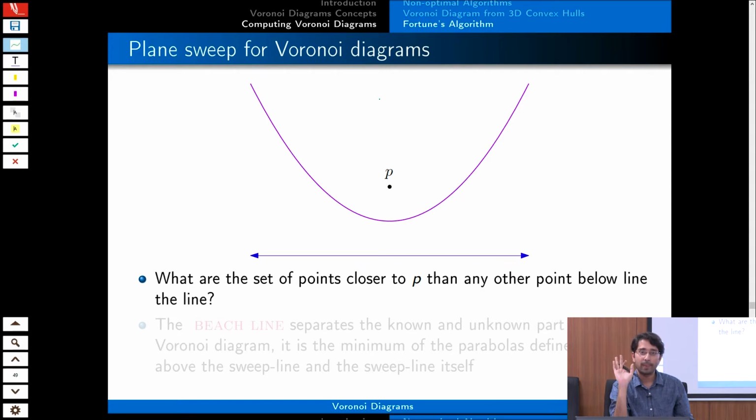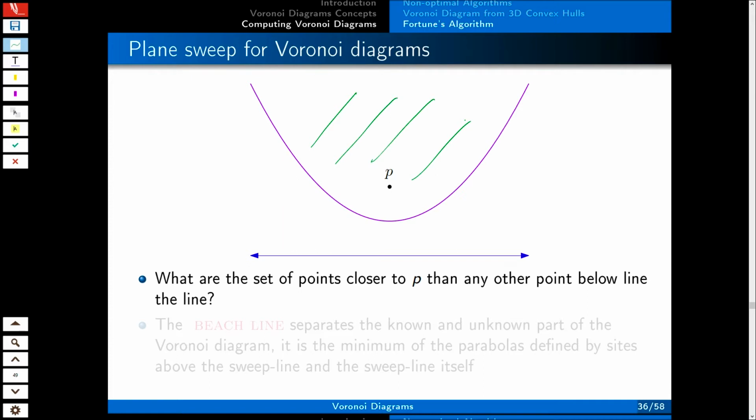Right? So I know that this set of points which lie here is definitely going to belong to the Voronoi cell of P. Is it clear till now?